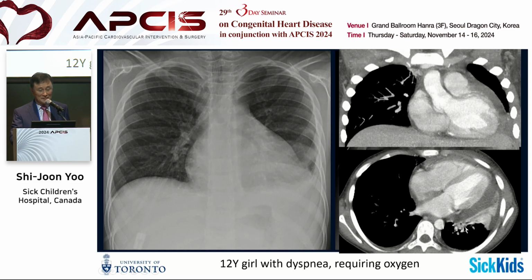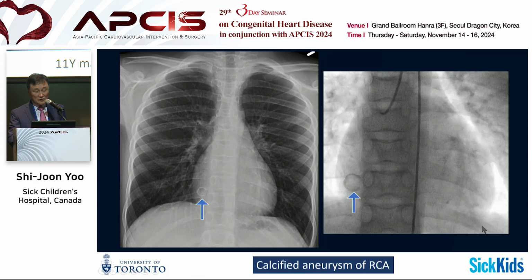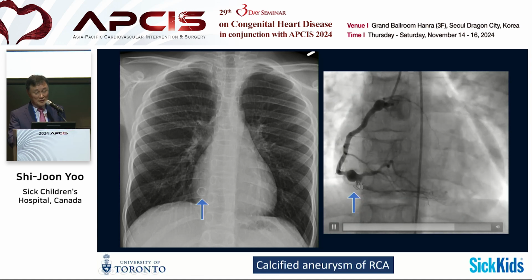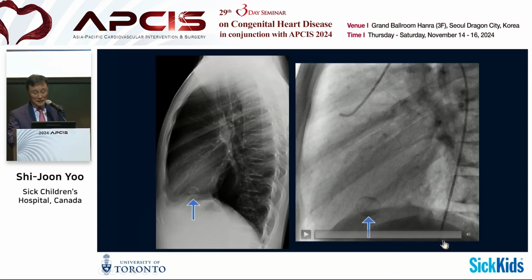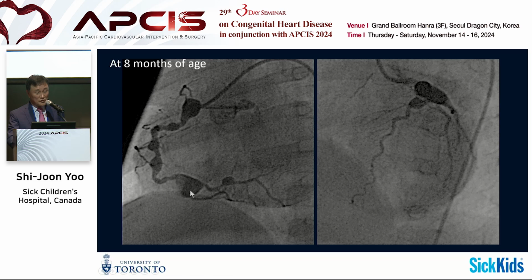Okay, so this is an 11-year male with history of Kawasaki disease, okay? Can you see that small coin here? Okay, so that is the calcification of the coronary arteries. Okay, so here in the angiography, you can see calcified aneurysm might have some mural thrombus. Okay, in the lateral view, same thing. So in retrospect, there is the large aneurysm here, and then those are calcified.